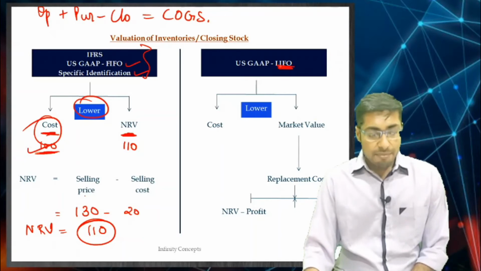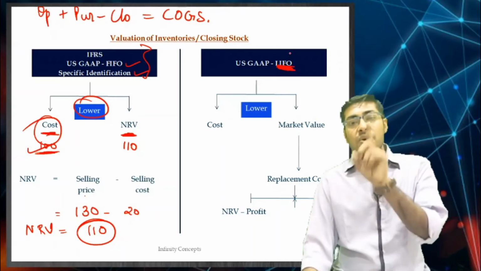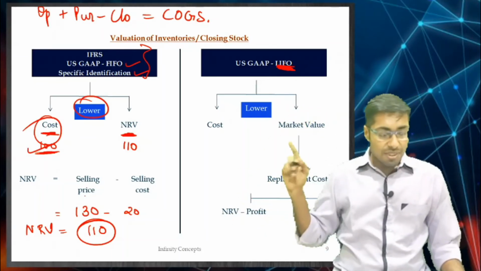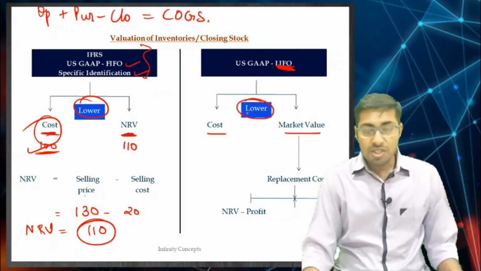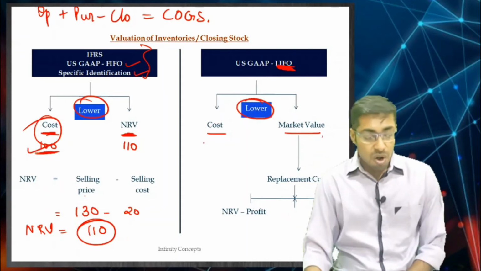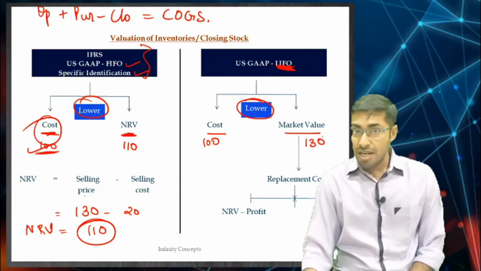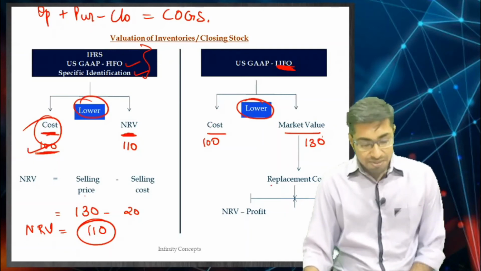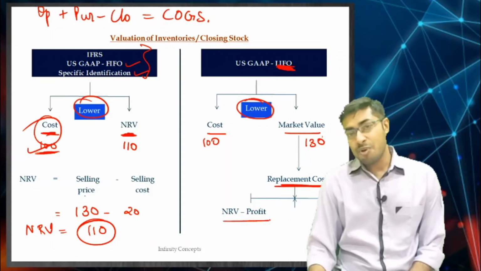Now, US GAAP LIFO. What do you mean by LIFO under US GAAP? Only LIFO is going to allow this particular thing that we are seeing: cost or market value, whichever is lower. Remember, over here we are seeing the market value of this particular pen. Now, what is market value? Market value is going to be the replacement cost, which should always be between NRV and NRV minus profit.